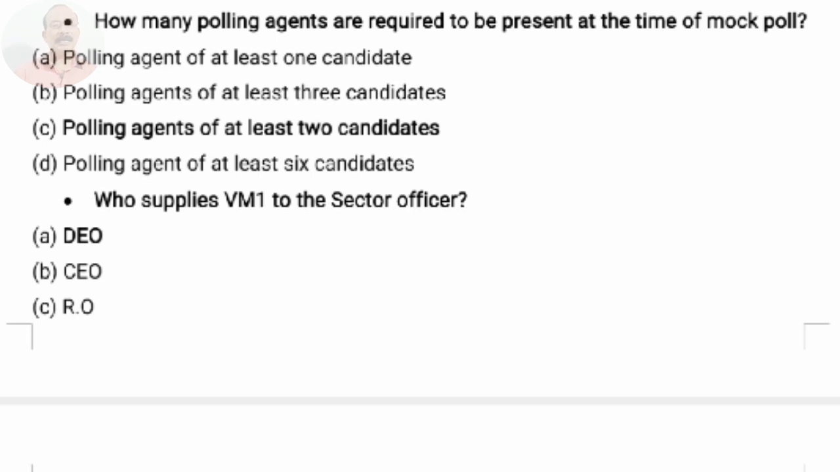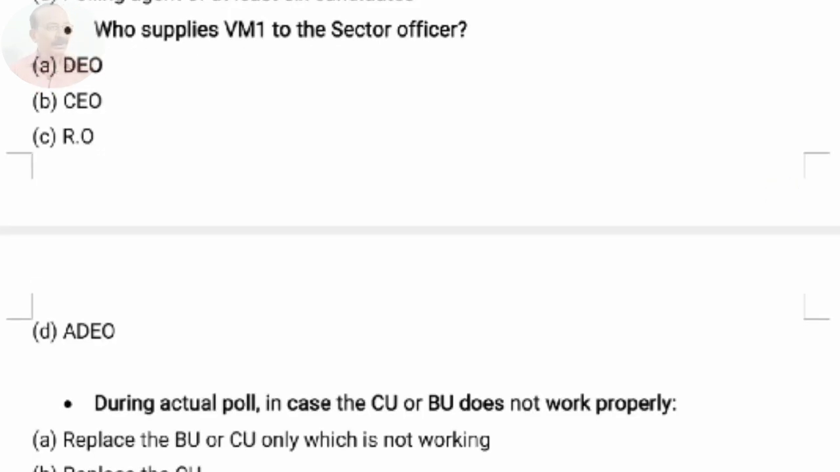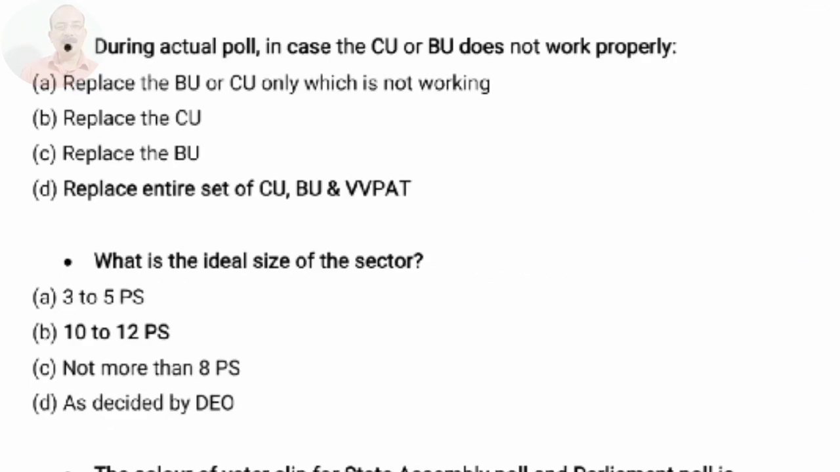How many polling agents are required to be present at the time of a mock poll? Polling agents of at least 2 candidates. Who supplies the VM1 to the sector officer? DEO, District Election Officer. During actual poll, in case the control unit or ballot unit does not work properly, replace the entire set: control unit, ballot unit and VVPAT.